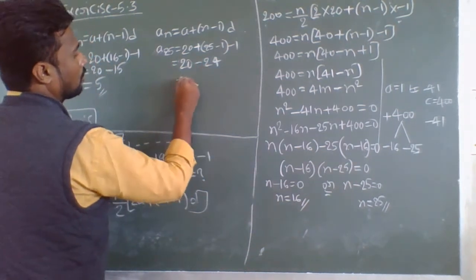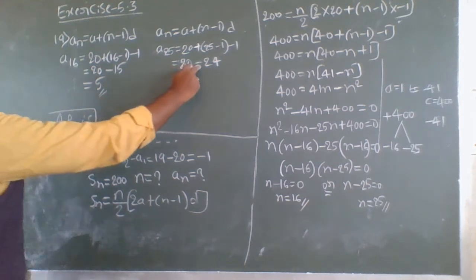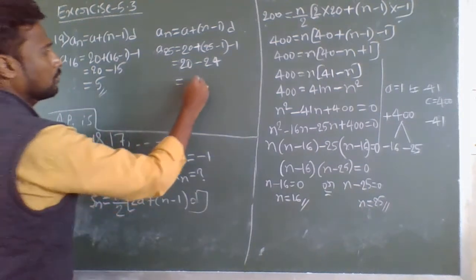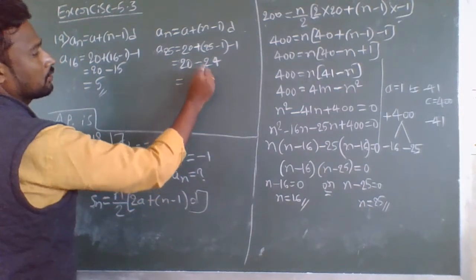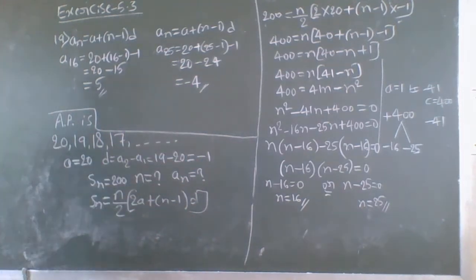So now 20 minus 24. 20 minus 24 means what is the answer? Plus into minus is minus. Therefore we should subtract. 24 minus 20 means 4, and the sign in front of the bigger value is minus. Therefore minus 4. And this is the answer for the number of logs on the top row.